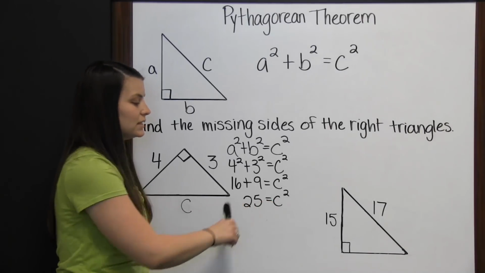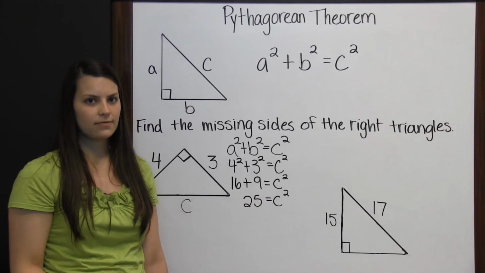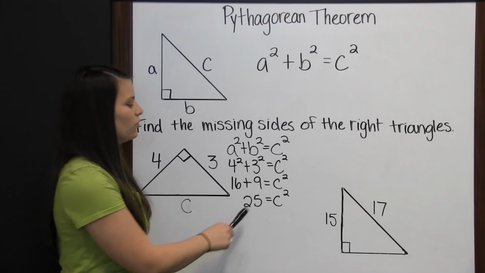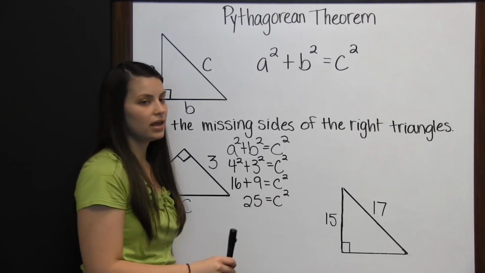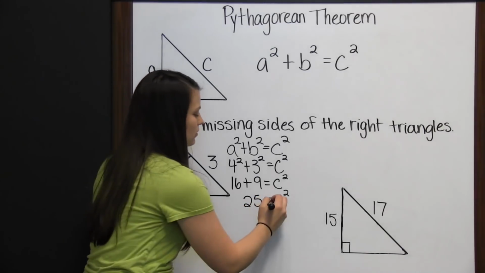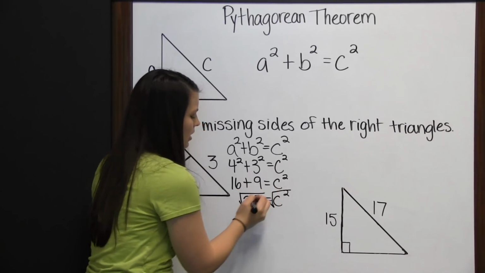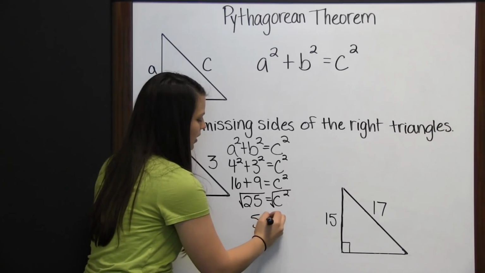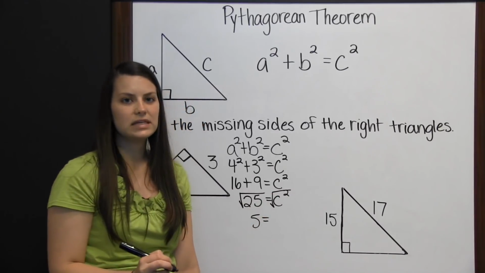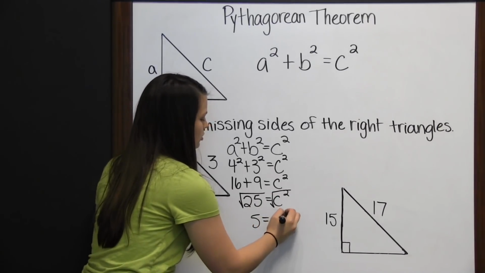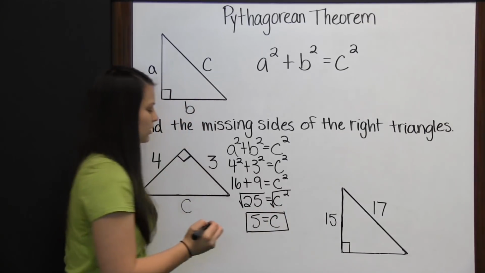Right now we know what c squared equals, and that's 25. But to find c, we need to do the opposite of squaring, which is square rooting. So we square root both of our sides. The square root of 25 is 5, and the square root of c squared is c, which means that our hypotenuse is 5.